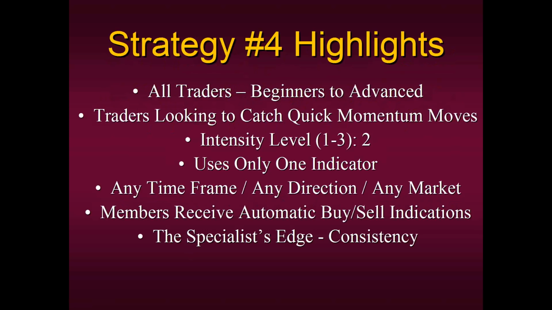Now, if you are a member of our strategy number 4 course and our platform, you will receive automatic buy and sell indications in the form of up and down arrows. They automatically indicate whether a buy signal has been generated or a sell signal. But remember, these are for educational purposes so that you can check your work. Our goal is to get everyone to the point where you can just look at a chart and know if a strategy 4 signal has been generated or not.